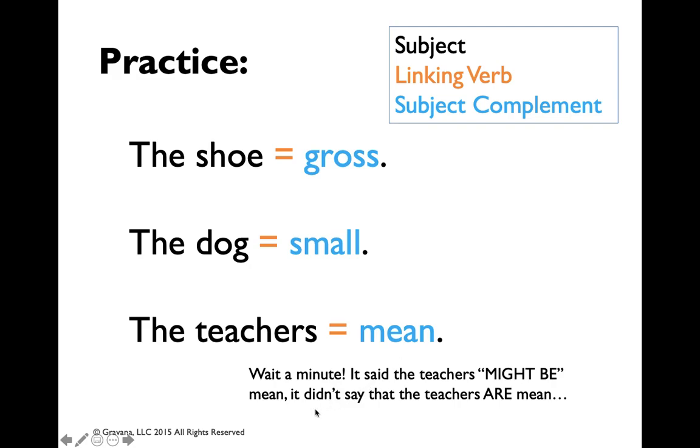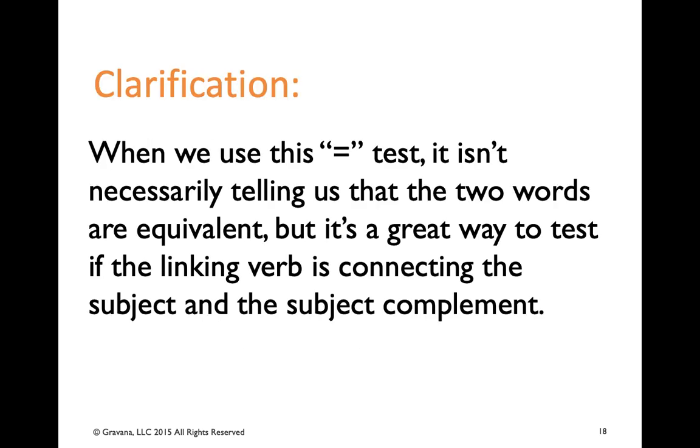But wait a minute, thank goodness we have this explanation. It says that the teachers might be mean. It didn't say that they are mean. So clarification, when we use an equal sign, it's not necessarily telling us the two words are equal, but it's a great way to test if the linking verb is connecting the subject and the subject complement. So it's a great way to say, like, if you're talking about the assignment and you're telling us the assignment is hard, it's equaling out saying this is what the assignment is.